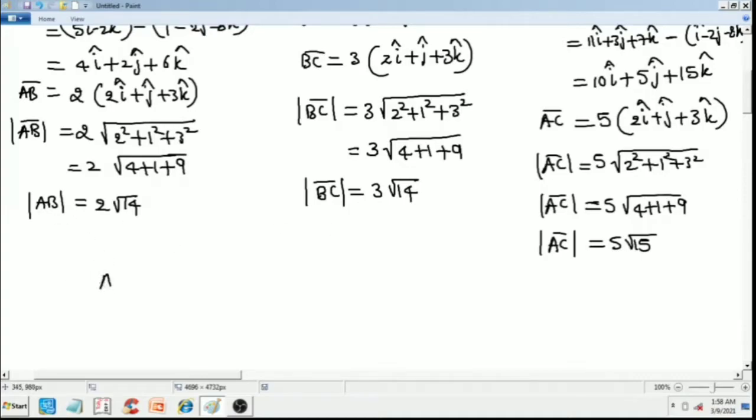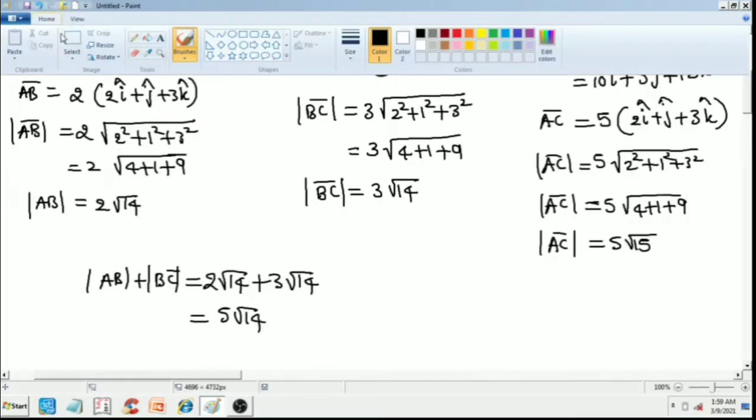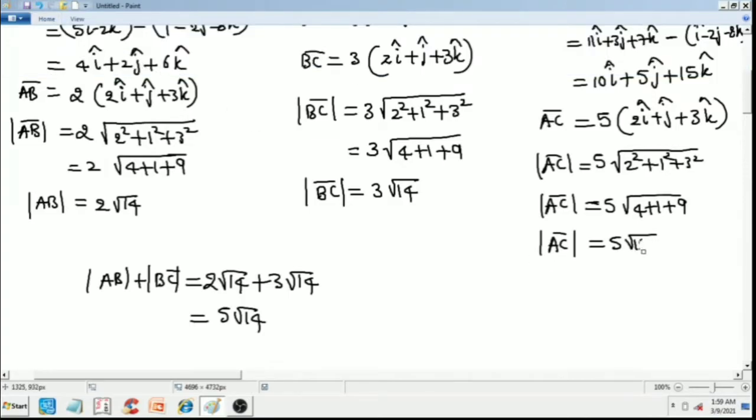So here first add up the AB magnitude plus the BC magnitude, which is 2 times root 14 plus 3 times root 14. If I add up 2 plus 3 is 5, so 5 times root 14. This is root 14, right? So the answer is the AC magnitude, right? Hence it satisfies the collinear condition. Hence A, B, C are collinear.